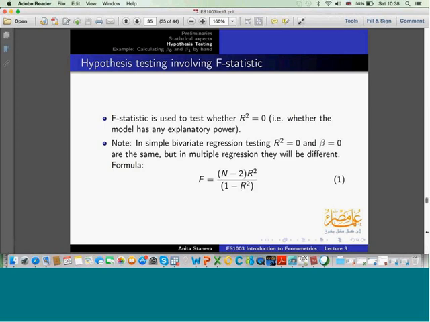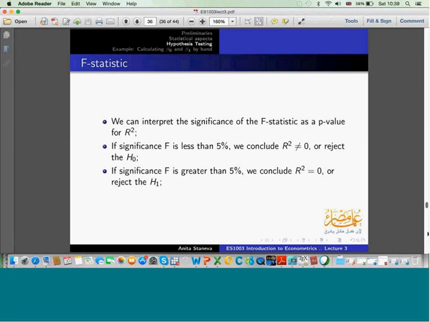We can interpret the significance of the F statistic the same way as the p-value for the R square. So if the significance of this is less than 5%, we can conclude that the R square is not equal to zero, or we can reject the null hypothesis. If the significance of this F statistic is greater than 5%, we conclude that R square is equal to zero, or we reject the alternative hypothesis.